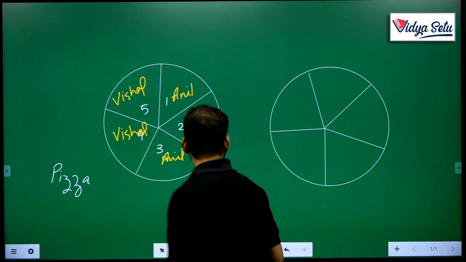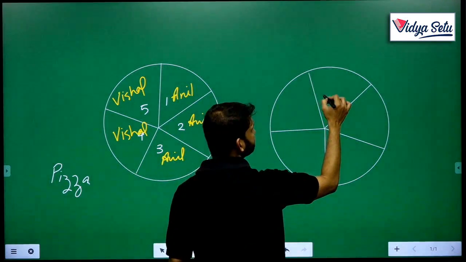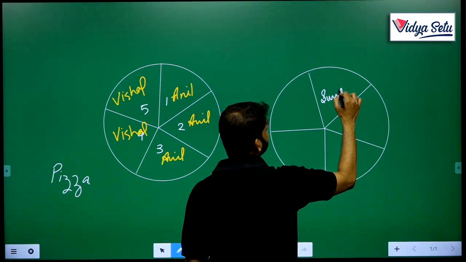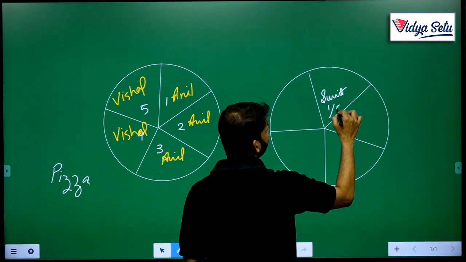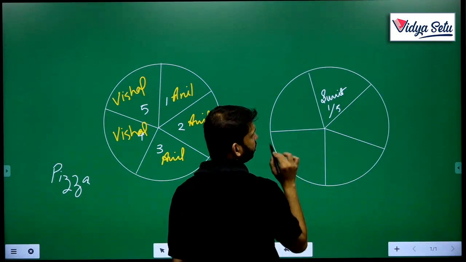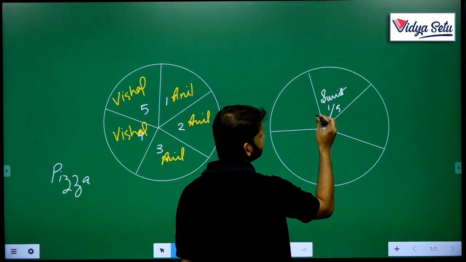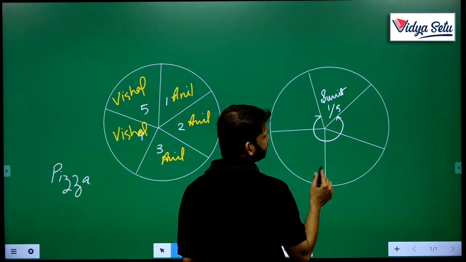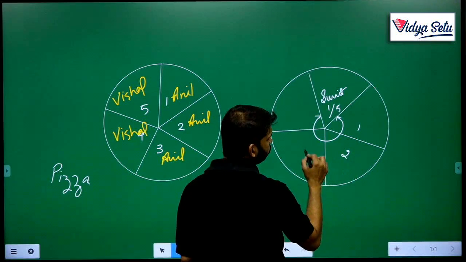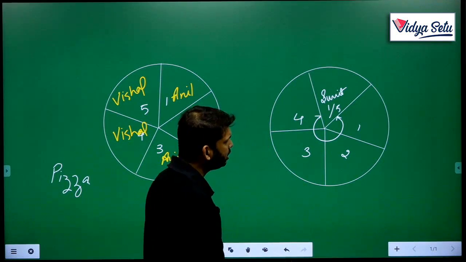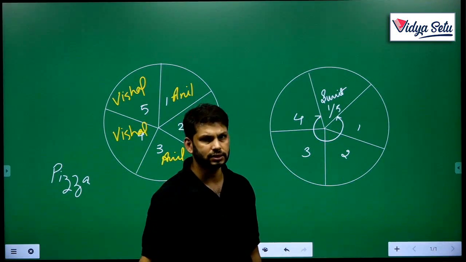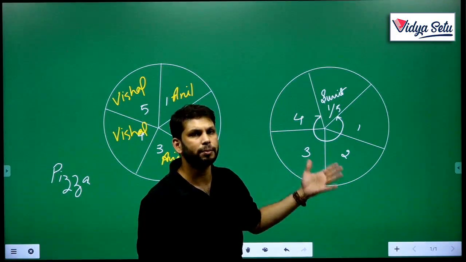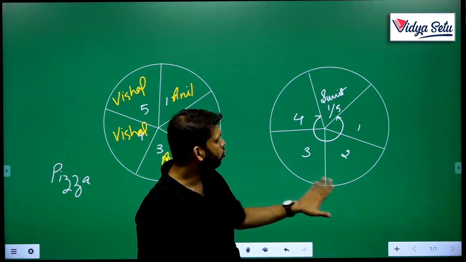Again, assume that these are equal pieces. Sumit is taking 1/5 share out of 1, 2, 3, 4, 5. He's taking 1/5. So how much is remaining for Vishal and Anil? This much, 1, 2, 3 and 4 is remaining. Out of 5 slices, 1/5 is gone. So how much is remaining? 4/5. Okay, 4 out of 5.